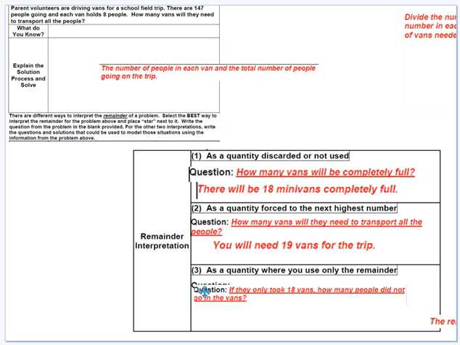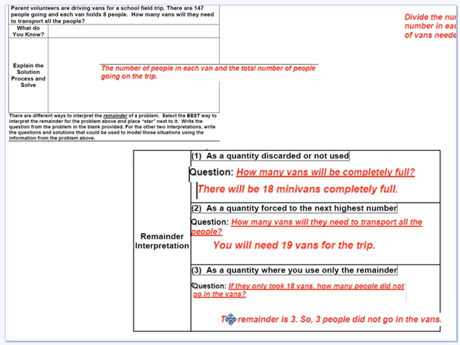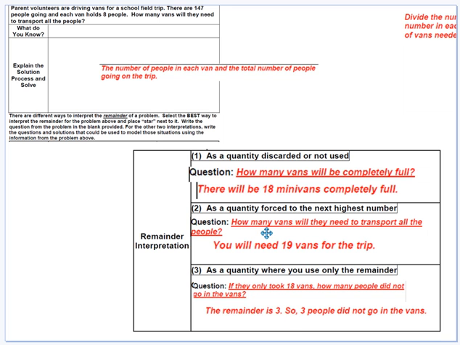And then we could have a quantity where we use only the remainder. If it only took 18 vans, how many people did not go in the van? It just depends on what the question is asking. 3 people didn't go in the van. But we're going to need 19 vans to go on the trip, or we're not even going to use the remainder. That means 18 minivans are going to be completely full. That would be a question that we're answering.